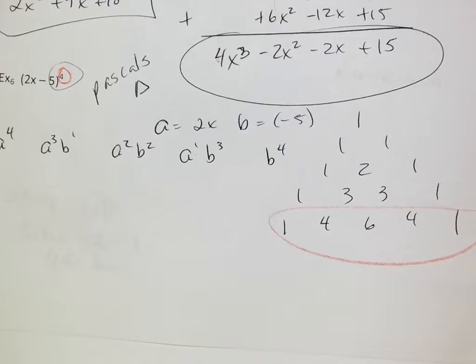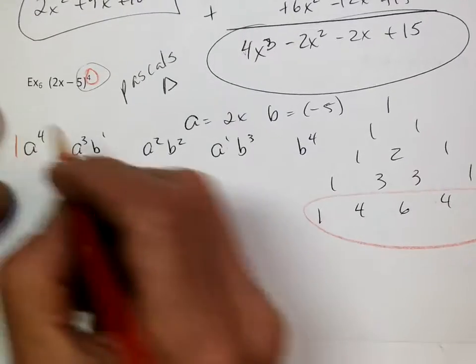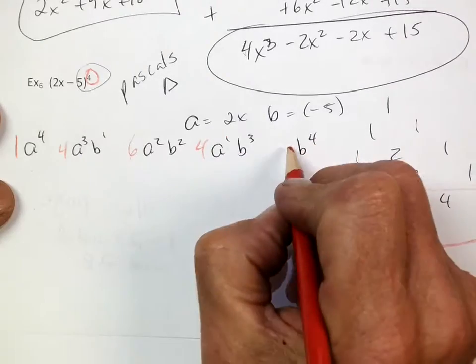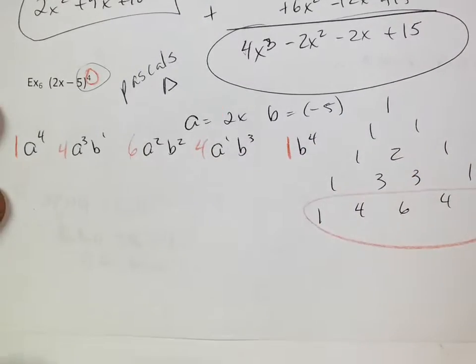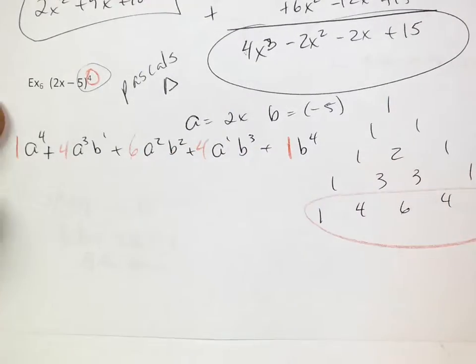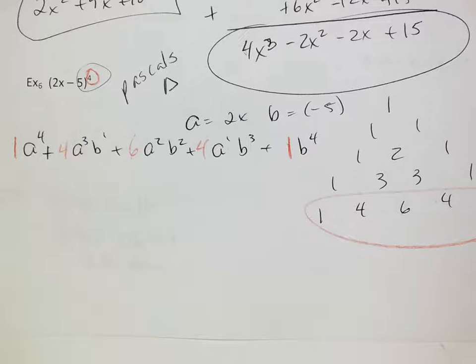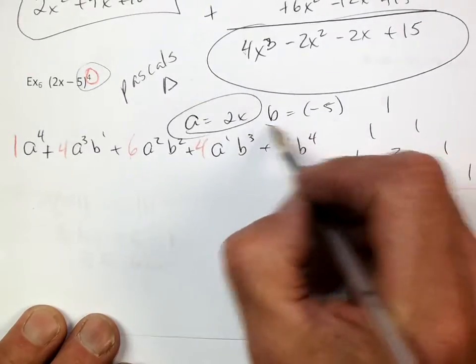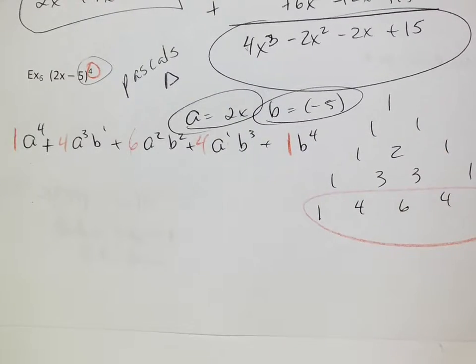Now I also need Pascal's triangle, so I'll put a 1, a 4, a 6, a 4, and a 1, okay? With pluses in between. How am I doing? Now, the problem isn't really A's and B's, but I'm using A's and B's to help me out. The problem really is 2x and negative 5, okay? And I'm going to plug those in now. Am I going too fast? Let me slow down for a second.